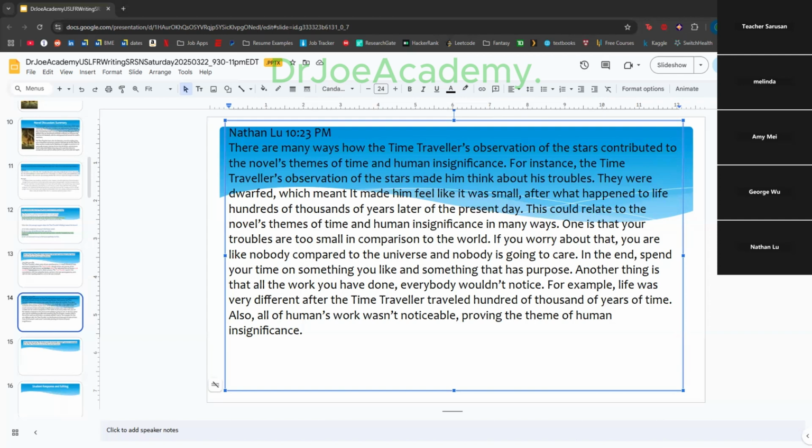All right. Very detailed answer. Seems to be on the same page for the most part. So let's proofread this. So there are many ways how the time traveler's observation of these stars contribute to the novel's themes of time and human significance. For instance, the time traveler's observation of the stars made him think about his trouble. They were dwarfed, which meant it made him feel, so this should just be a lowercase, which meant it made him feel like it was small.